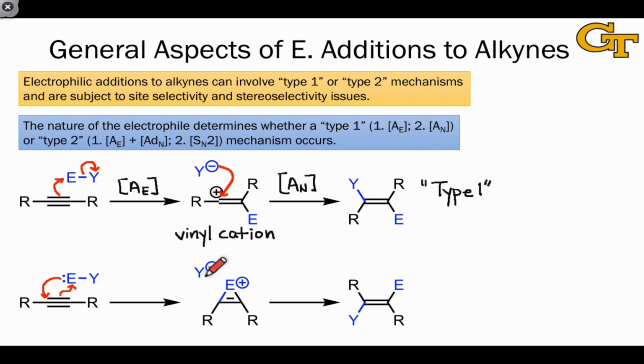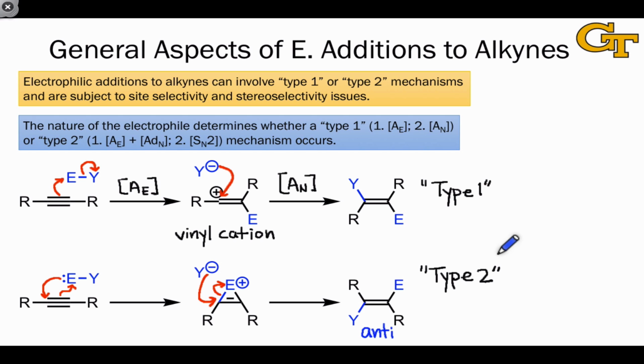In the second step of this mechanism, an SN2 type step takes place, where Y- attacks one of the electrophilic carbons, breaking one of the carbon-E bonds. This type 2 mechanism is distinct from the type 1 mechanism in that it doesn't involve a discrete vinyl cation intermediate, and in that we would expect it to be anti-stereospecific since the stereochemistry of E and Y is set by this SN2 displacement step.